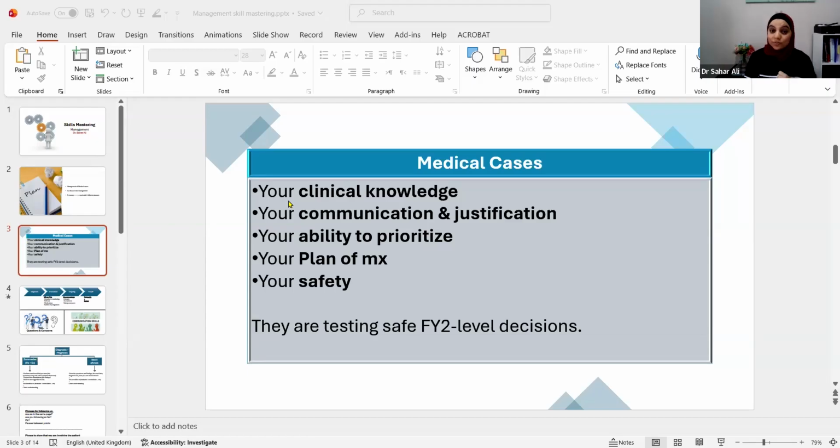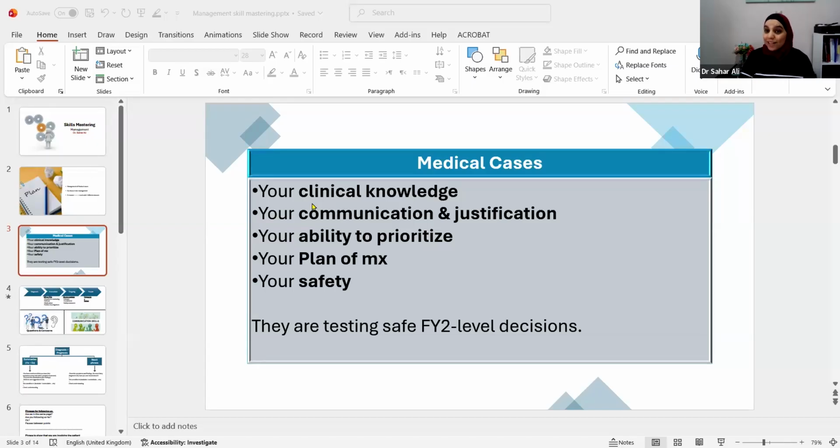Your clinical knowledge. They want to see a knowledgeable doctor. They know what the condition is. They know what the management is in terms of the medical part. So they test your knowledge. You have to be a knowledgeable doctor. You have to know what the managements or the medical managements of each single condition are.